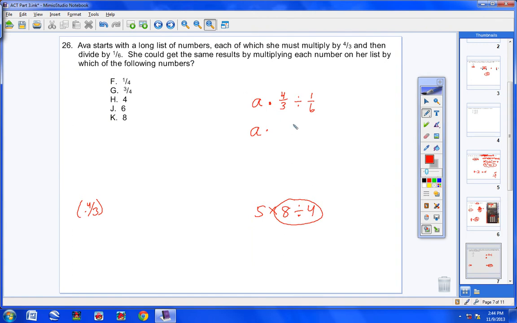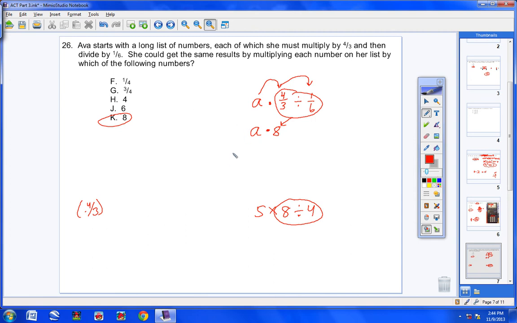So what you see here is when you take 4/3 divided by 1/6, you get what? 8. So instead of taking each number in her list and multiplying it by what? 4/3, and then dividing it by what? 1/6. It'd be easier to take each number and just multiply it by 8, which is the same thing because 4/3 divided by 1/6, this whole expression here just equals 8. So really you're just multiplying each number by 8. So the answer is K. All that you're doing is multiplying each number by 8.